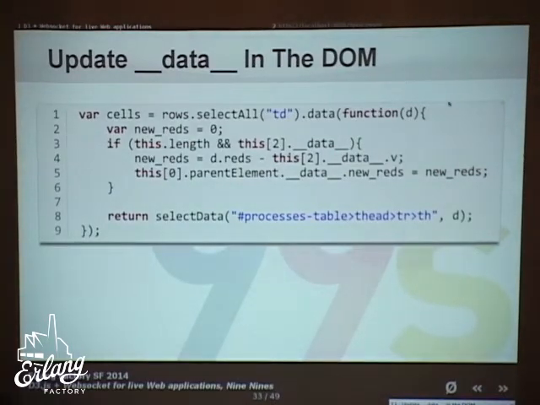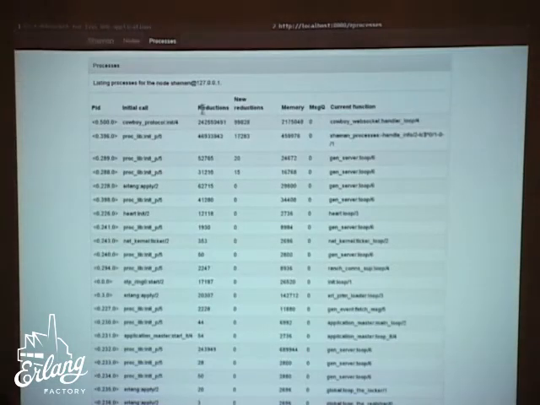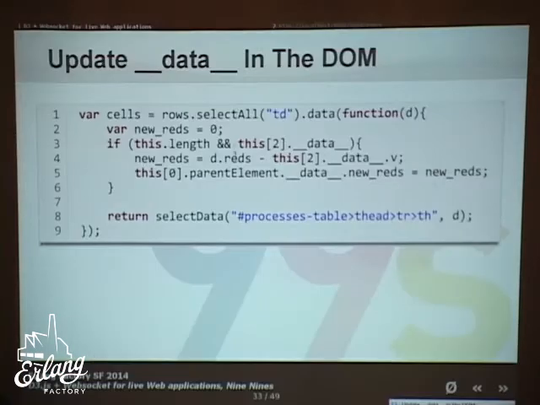There is a lot of this something, this 2, this 0, parent elements, so it actually means something very specific. This 2 means the third column. So I get this value. And then I get the new value, the new reductions, and then I just subtract the old value. So I get the difference.